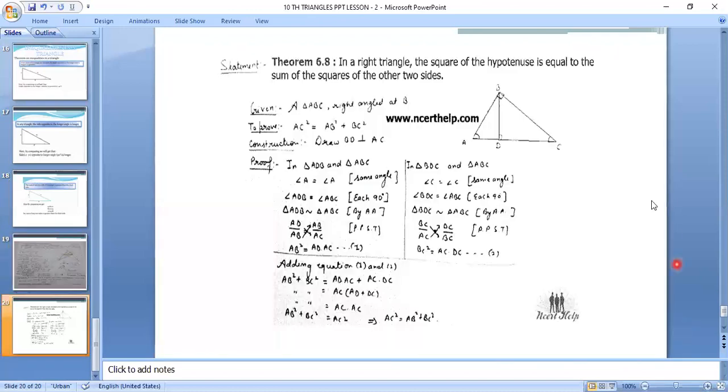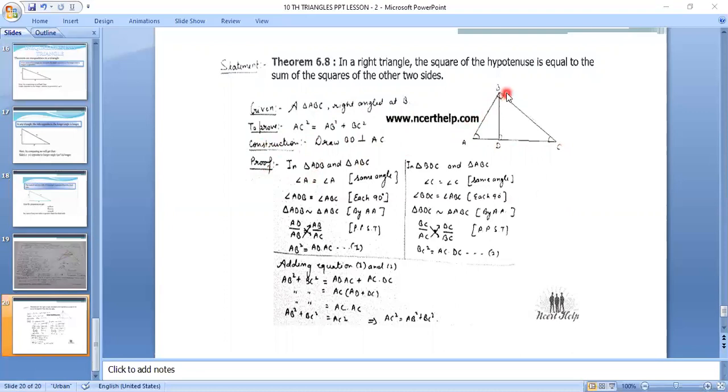Next we'll go for Pythagoras theorem. So what is Pythagoras theorem? You know the statement. In a right angle triangle, the square of the hypotenuse is equal to the sum of the squares of the other two sides. This is the drawing. ABC is a triangle, BD is the perpendicular. Given triangle ABC, right angle triangle at B. To prove AC square is equal to AB square plus BC square. Construction: draw perpendicular BD to AC.